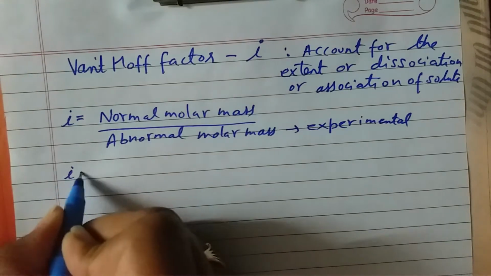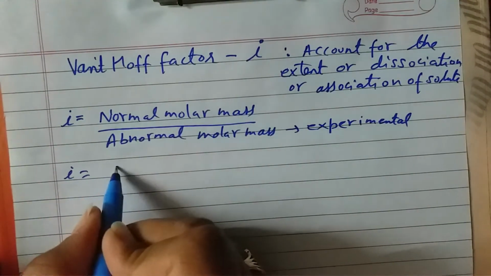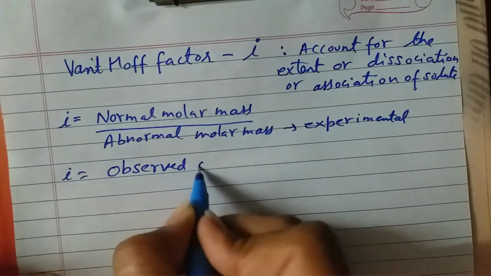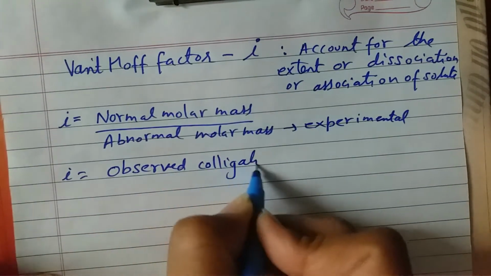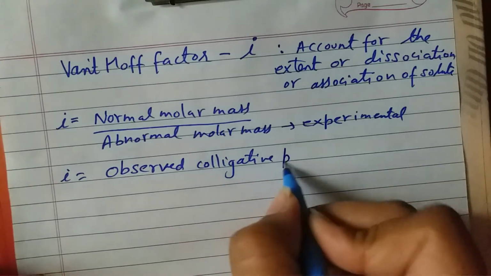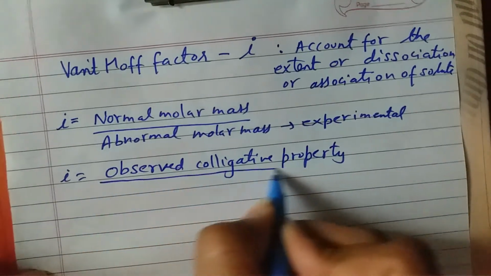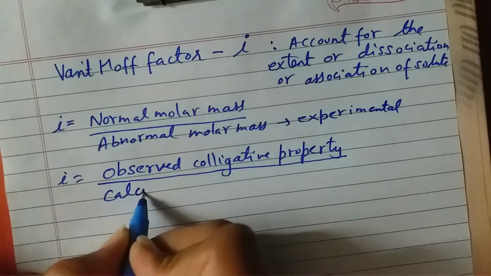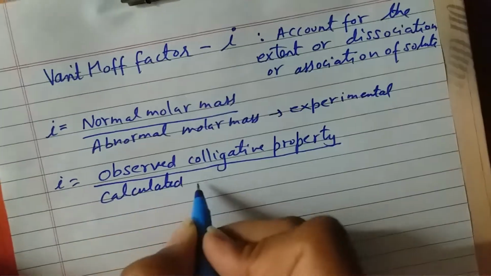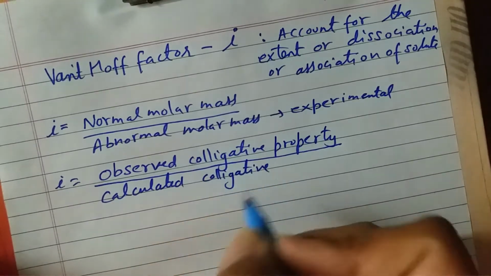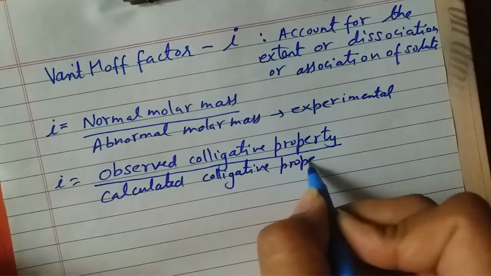Second formula which can be used to calculate i is the Van 't Hoff factor is also defined as the observed value of the colligative property, divided by the calculated colligative property.